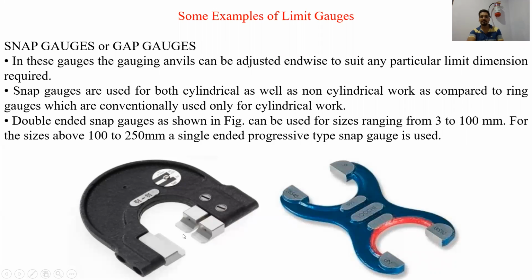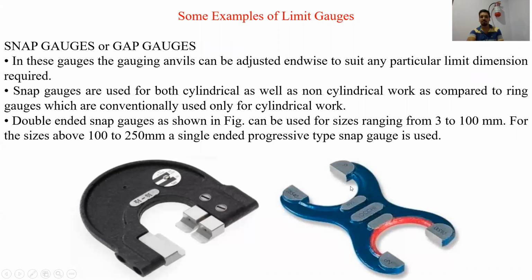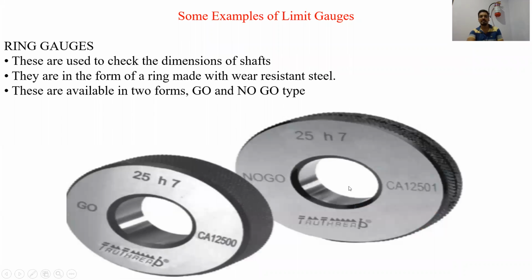This is your snap gauge, and this is used to check the hole. And this is your ring gauge, that is used to check the shaft. Sorry, a snap gauge is also used to check the shaft, as well as the ring gauge is also used to check the shaft. So these are some important points regarding the limit gauge and the design of limit gauge. So in this way, this lecture is over. Thank you so much.